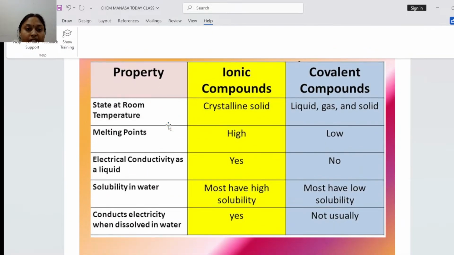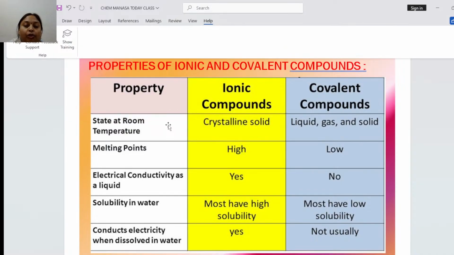And now properties. When it comes to ionic compounds and covalent compounds, generally ionic compounds are solid in state, and covalent compounds exist in all 3 states. Melting points are very high for ionic compounds, and for covalent compounds these are low. Electrical conductivity is there for ionic compounds, while for covalent compounds no conductivity is there. Water solubility is high for ionic compounds and lower for covalent compounds.